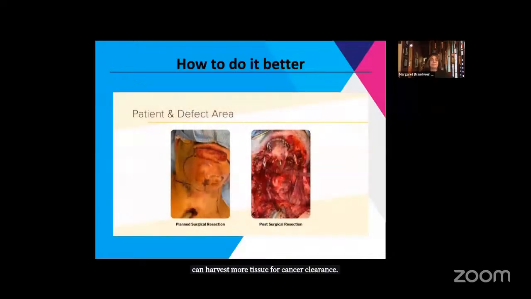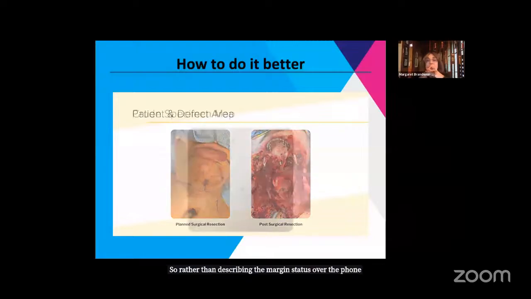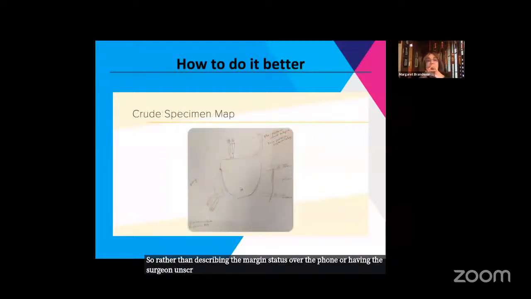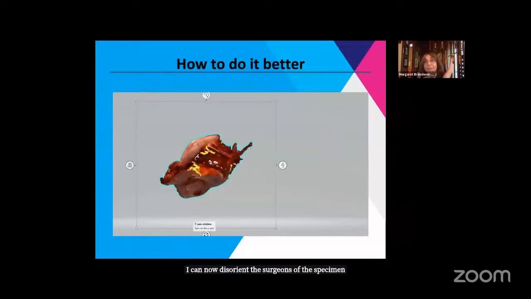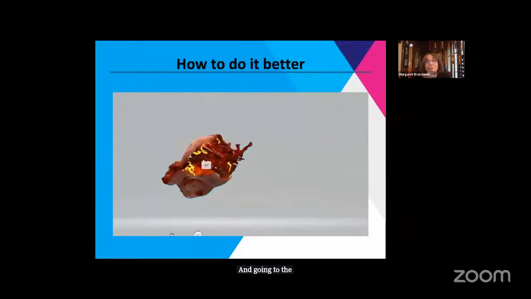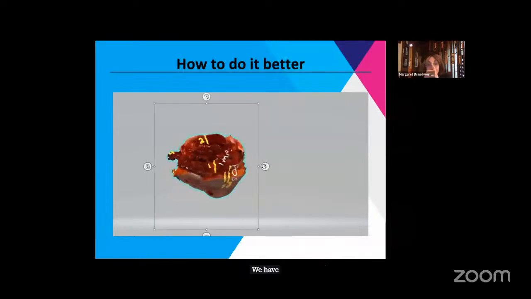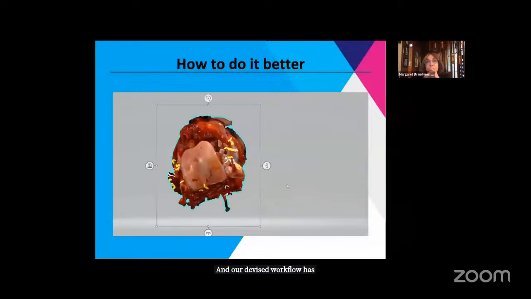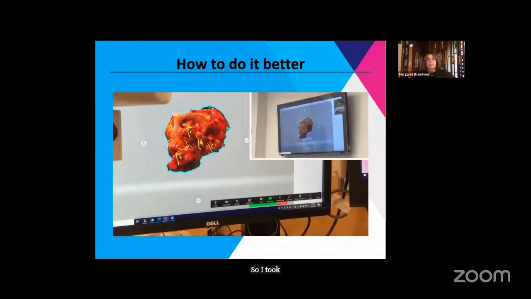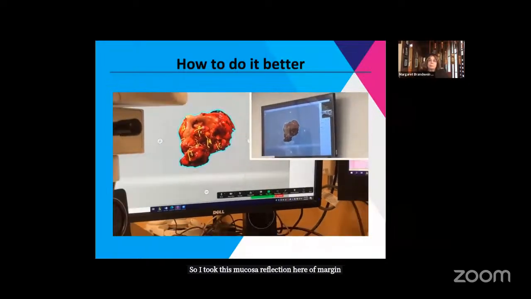So rather than describing the margin status over the phone or having the surgeon unscrub and show him a crude drawing, I can now just orient the surgeon to the specimen and point to the regions of concern. We have the data, we have a prototype, and our devised workflow has been successfully integrated into the frozen section process. So I took this mucosal reflection here of margin, and that's positive.